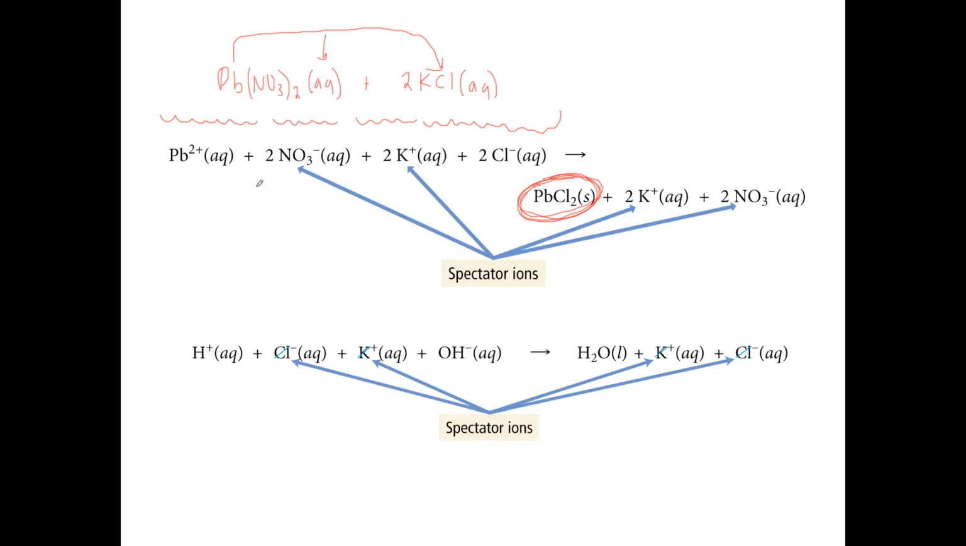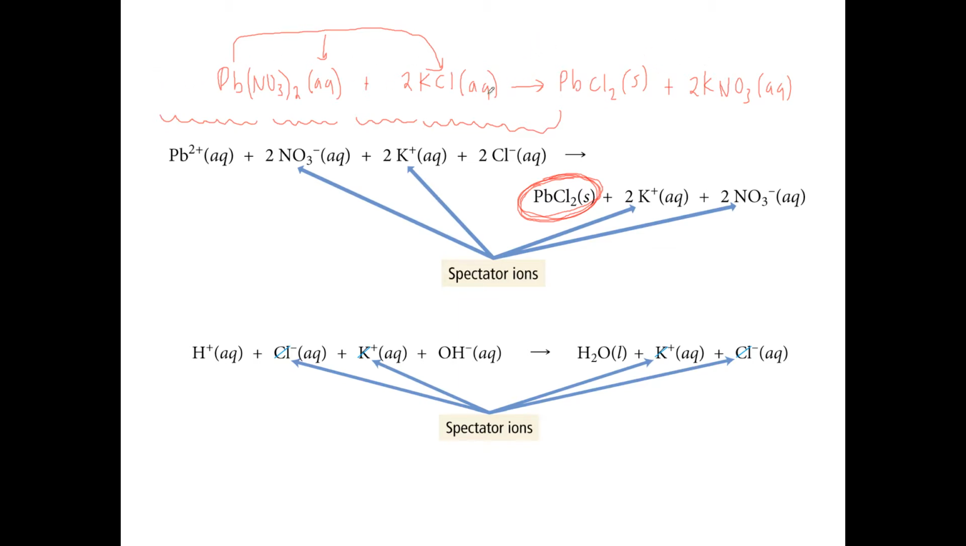Now, this is a nice way to write this out. If we write it out like this, lead nitrate plus potassium chloride gives lead chloride solid plus potassium nitrate aqueous. This is how you're used to seeing reactions, right? Okay. Now, this is how you're used to seeing them.